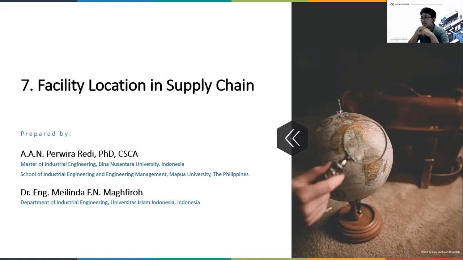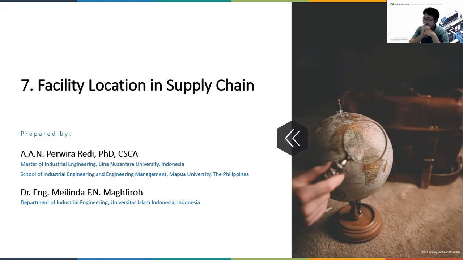And one particular topic that is quite popular for network design is how to locate the facility in your supply chain network. So we're going to discuss it today.